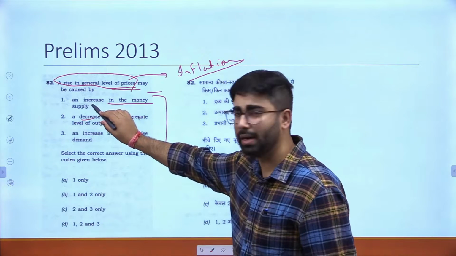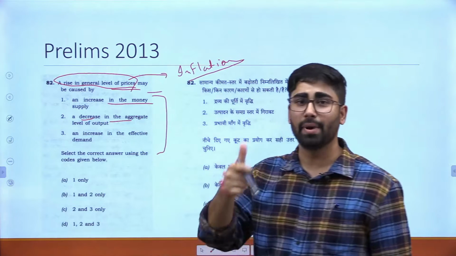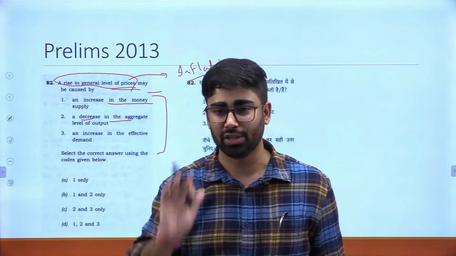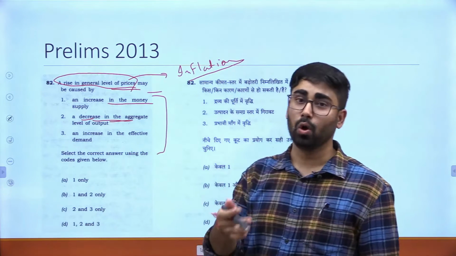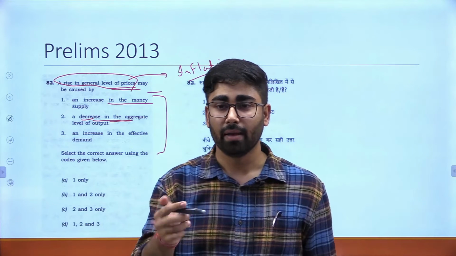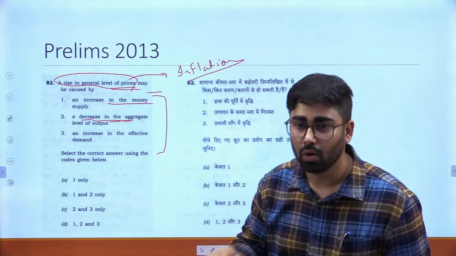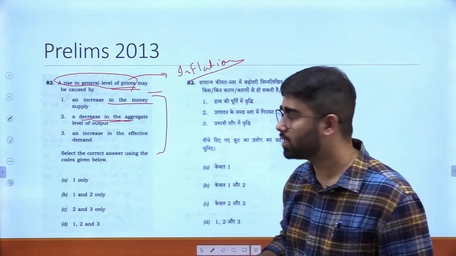See, the first statement is correct. An increase in money supply means there will be inflation. Okay, first statement is correct. A lower level of supply will also lead to inflation. Okay, and the third. Okay, sorry sir, I have not seen the question. That's okay. That's totally okay.